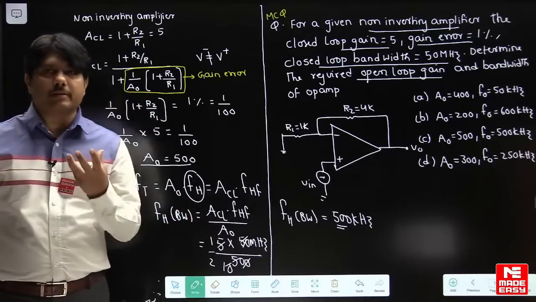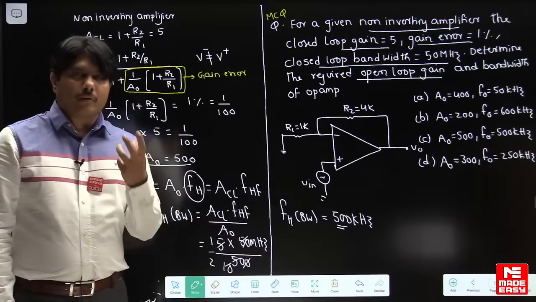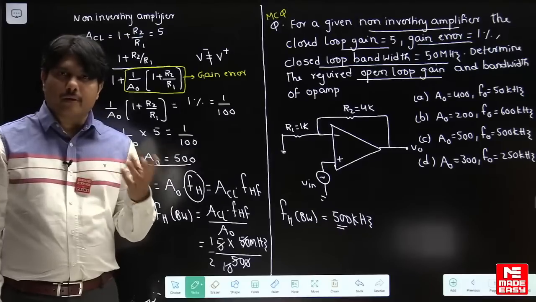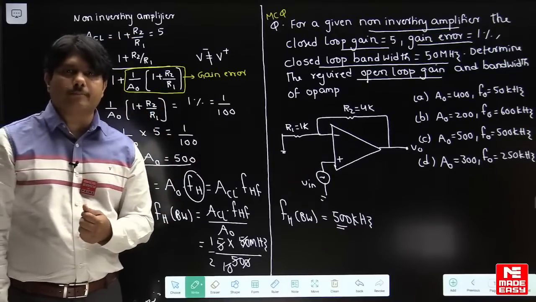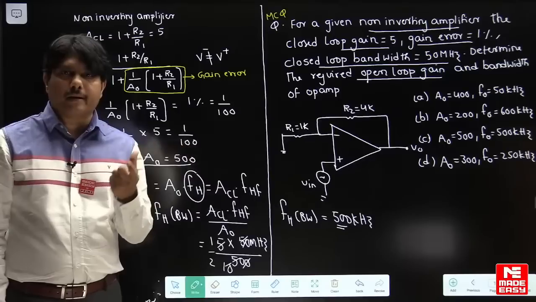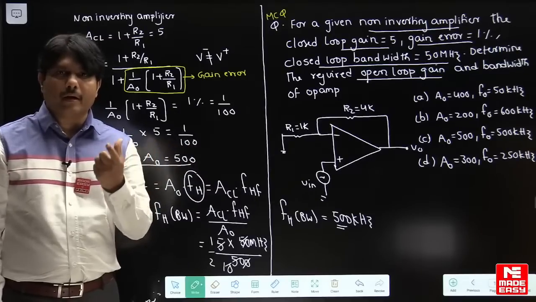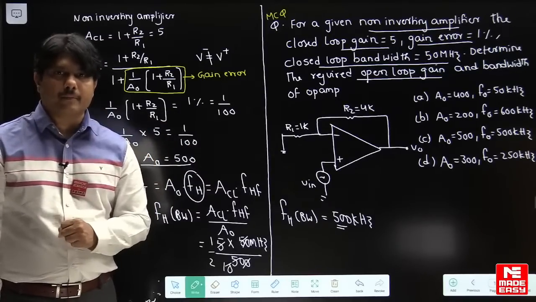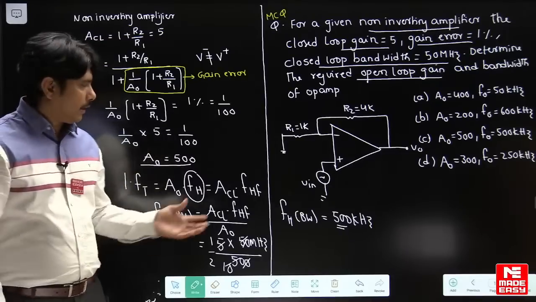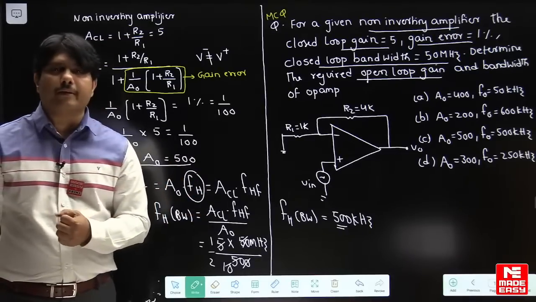You must know the standard formula of closed loop gain. It may be inverting or non-inverting. This error will be the same always. Remember this point: the error below the denominator is not due to an inverting or non-inverting amplifier. It is due to the op-amp error we are getting. So if you have that capability, this problem is not very tough for you.